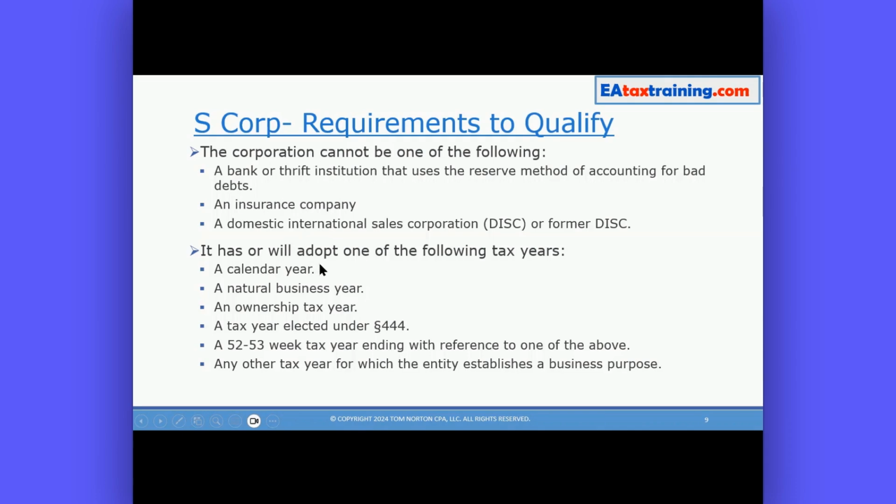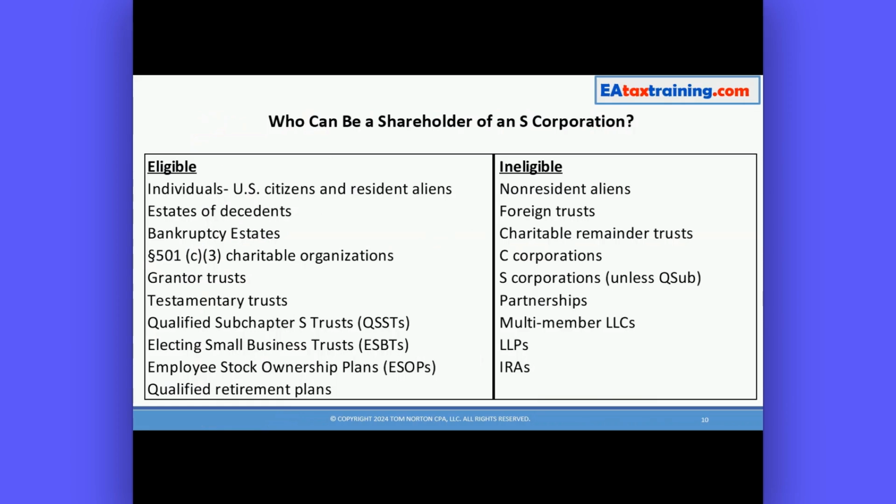And the S Corp has to adopt one of the following tax years. A calendar year is first. So generally, an S Corp will be a calendar year, but there can be these exceptions. So back when we talked about the different types of tax years, you'll remember those exceptions and the elections you can make. So those are listed here. But in general, an S Corp will usually be a calendar year entity.